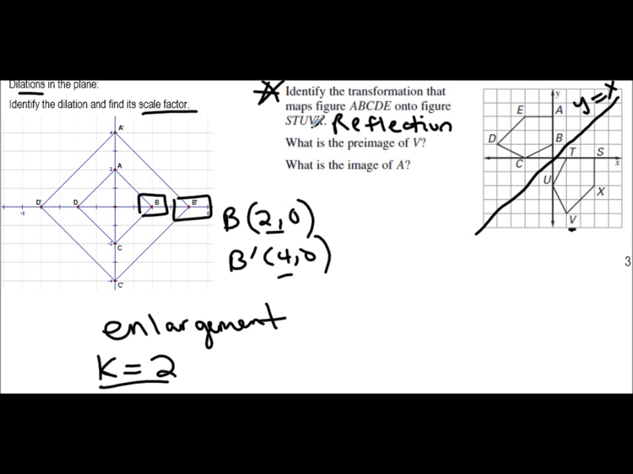The next question asks, what's the pre-image of V? Well, the pre-image of V is going to correspond with the letter of the same location in A, B, C, D, E. So right here. So V, when it was reflected, was originally D. Now pause the video and tell me what the image of A is. And you should get S. So when A was reflected along the line y equals x, it falls on top of S.